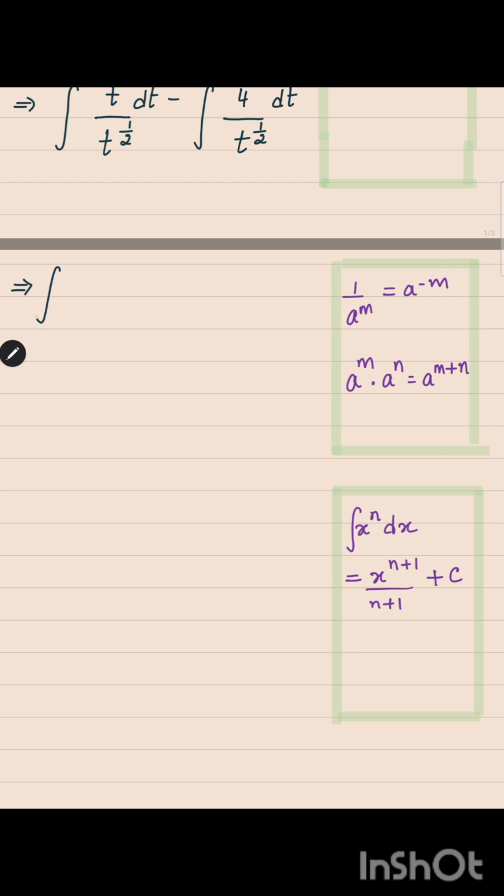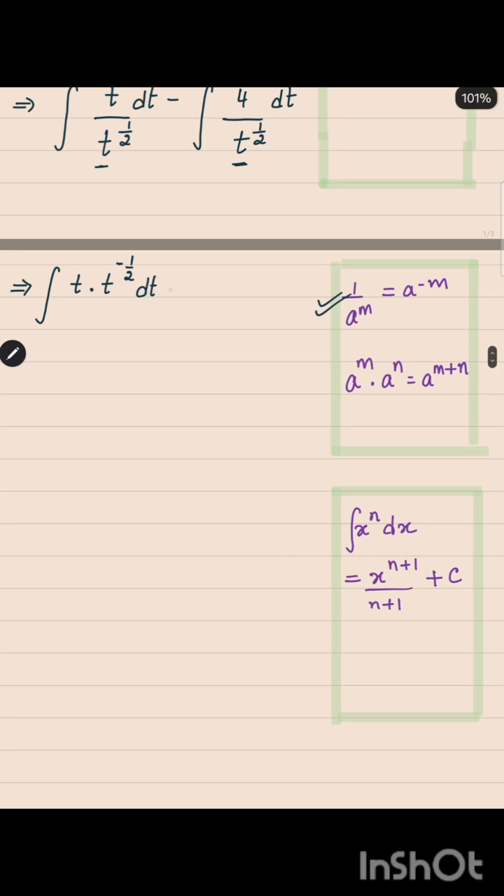So here we have t to the power 1 by 2 in the denominator. From the law of exponents, when we have 1 by a to the power m, we can write it as a to the power minus m. So let us apply this here. Then you will get t to the power minus 1 by 2, because we have positive 1 by 2 here, so when it goes to the numerator, it becomes minus 1 by 2, with respect to t minus. We will take 4 outside, integral of t to the power minus 1 by 2 with respect to t.